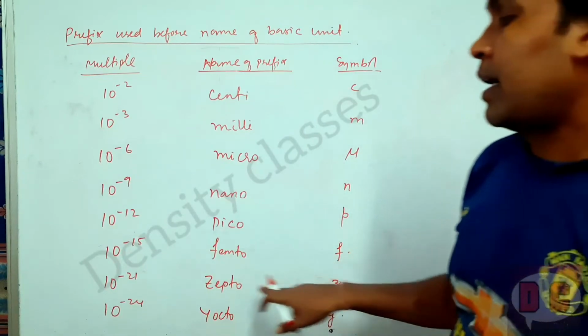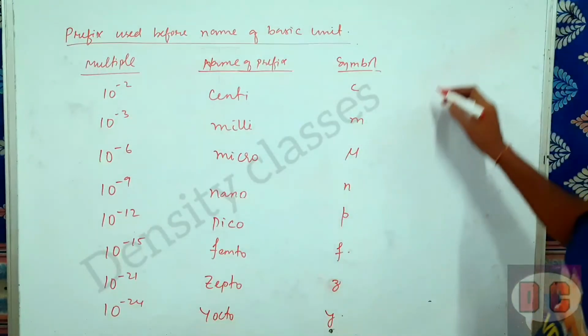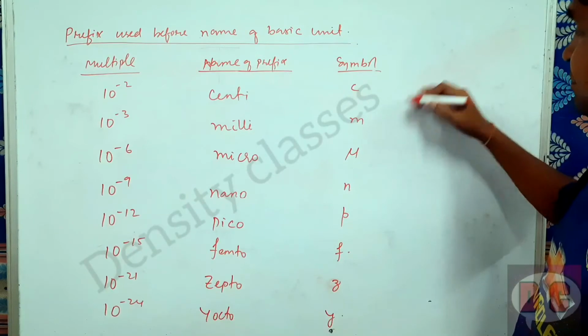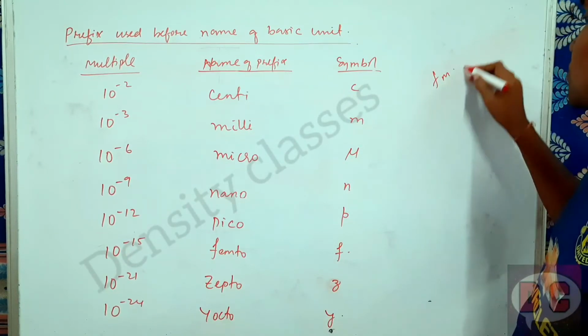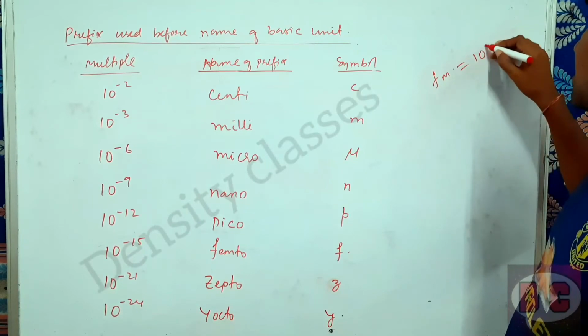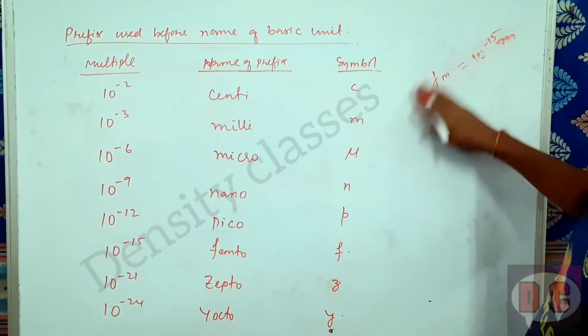So F, and how much is it? 10 to the power minus 15. Suppose it is given as fm like this. So what does it mean? Femto. Femto means 10 to the power minus 15 meter. Like this it will be coming.